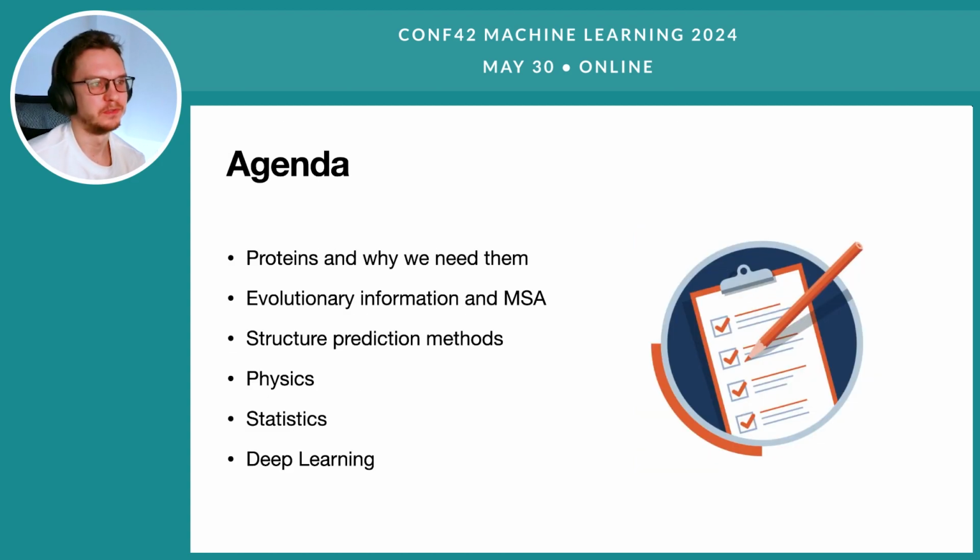Today, I want to talk about proteins, why we need proteins, and how they can help solve different problems. I want to talk about evolutionary information and information that we can use to get more data about proteins and predict their behavior and structure. I want to talk about structure prediction methods and a little bit of history behind that. And we will discuss different kinds of structure prediction methods: physics-based, statistical, and finally deep learning.